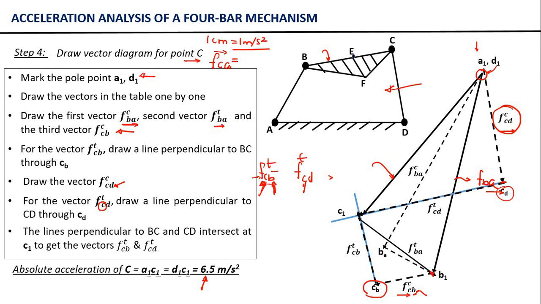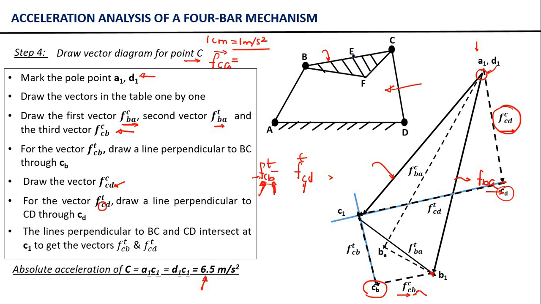Certain things you need to keep in mind: wherever you are getting the complete magnitude and complete direction of the vector, you draw it completely. Wherever you are getting only the direction of that vector, you can simply draw a line of arbitrary length to represent that particular vector. And while drawing these vectors, you follow the sequence in the table. That is very fruitful in approaching such numerical problems. Now let's move to the second part.